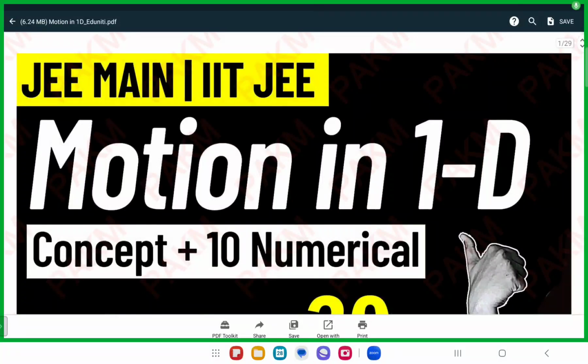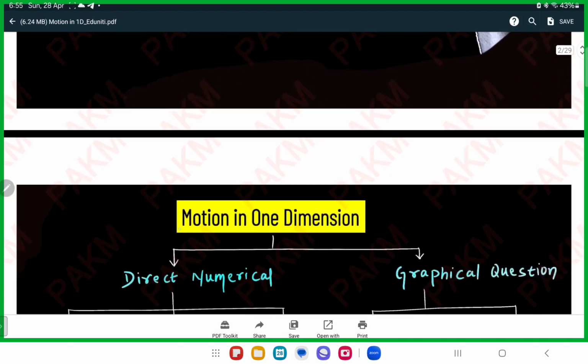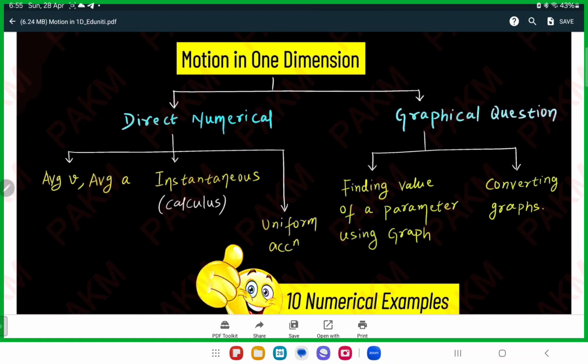Good evening. Today I brought the new series on motion in 1D, and I'll try my best to cover all the key concepts in it. So let's start the class. Here, it will take basically 30 minutes, less than whatever time was mentioned.